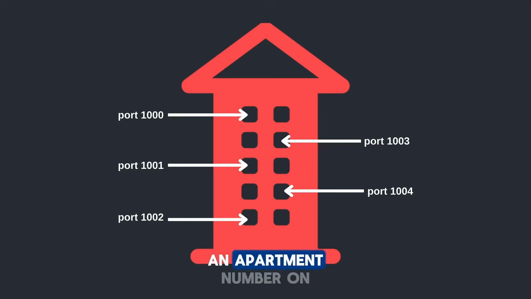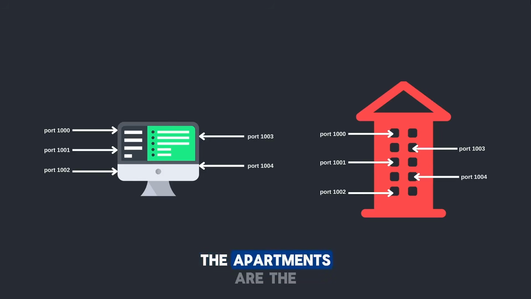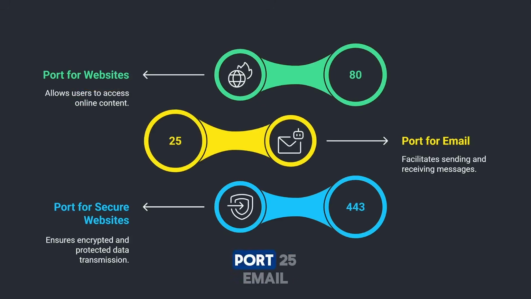A port is like an apartment number on a giant digital building called your computer. The building is the device. The apartments are the ports. And each port is reserved for a different service. Port 80, websites. Port 25, email. Port 443, secure websites. It's like every service has its own doorbell.